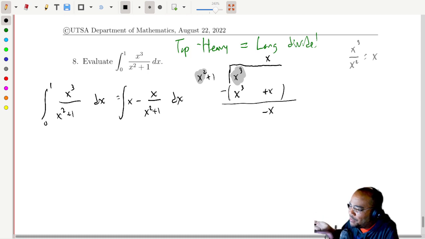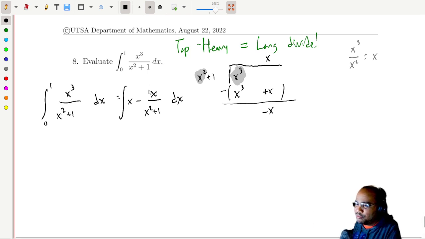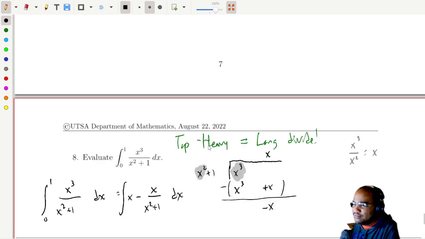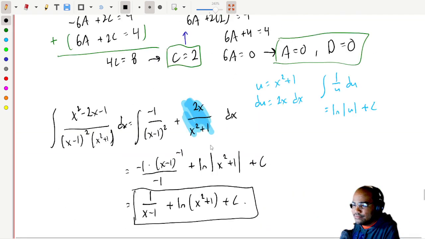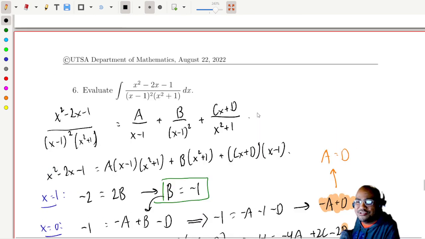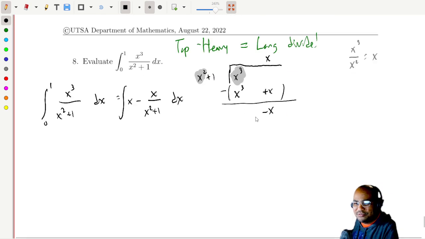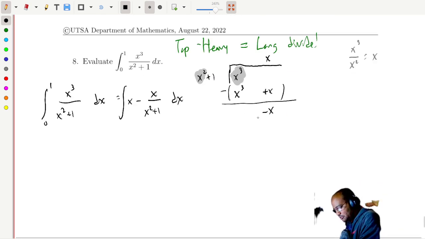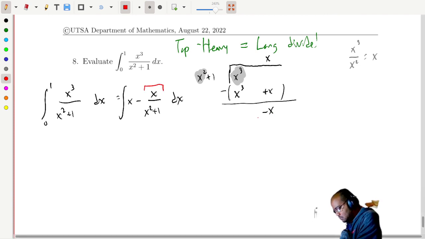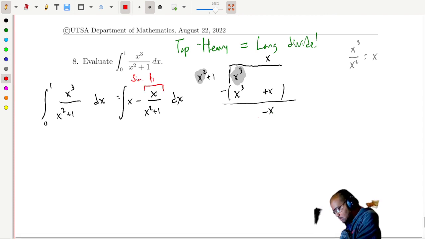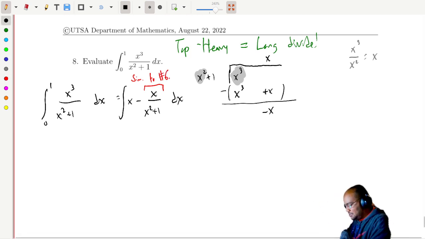So you can go back to the C and say patterns. You can think x equals tangent y, or think simpler. We already did an integral like this one before: x over x squared plus 1. Isn't that the same as that one, just without the 2? We're using the same result here, again u sub. So go back to number 6 here. This is similar to number 6.